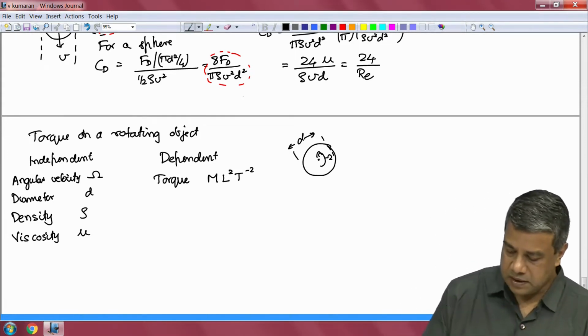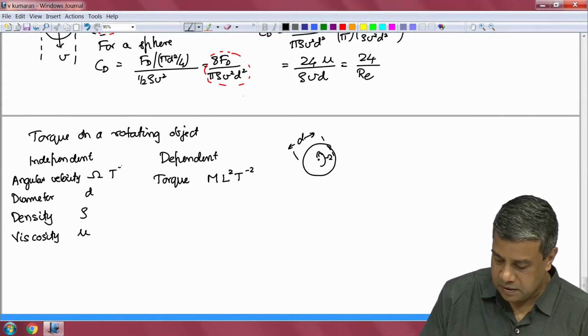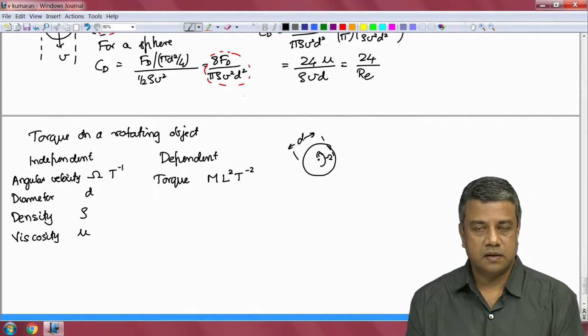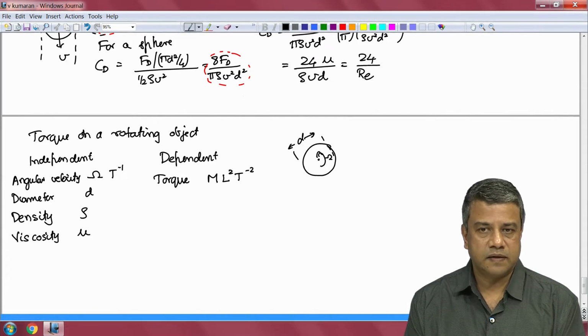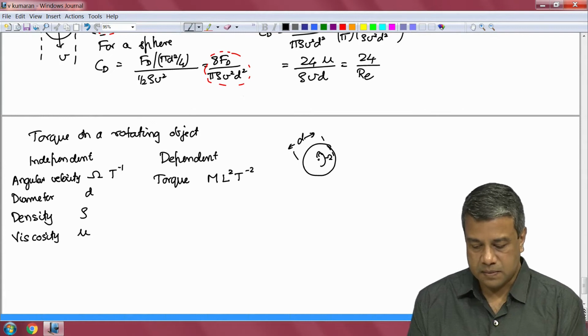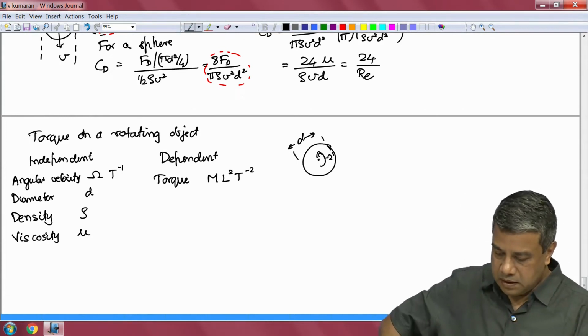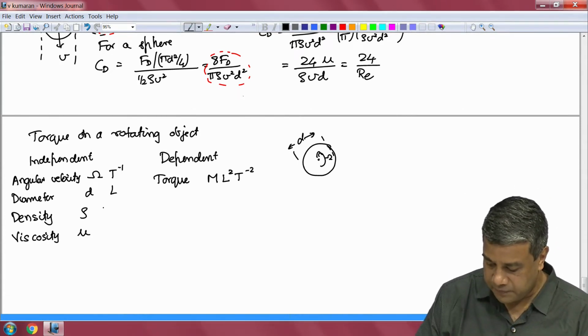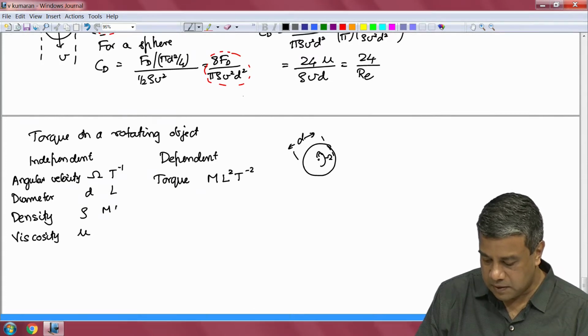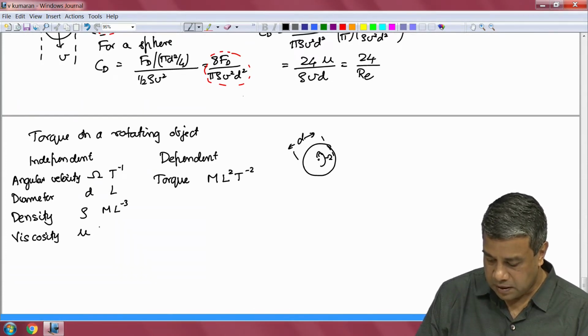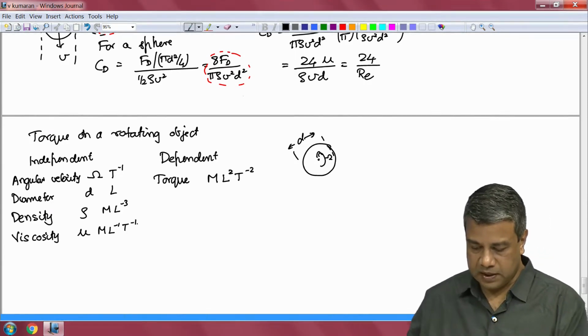So, the angular velocity has dimensions of t inverse. We had seen that earlier. The angular velocity is basically the tangential velocity at a location divided by the distance from the center of rotation. So, it has dimensions of t inverse. The diameter has dimensions of length. Density is mass per unit volume, and the viscosity is mass length inverse t inverse.